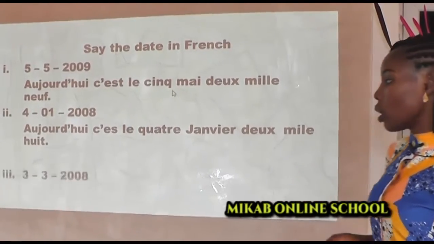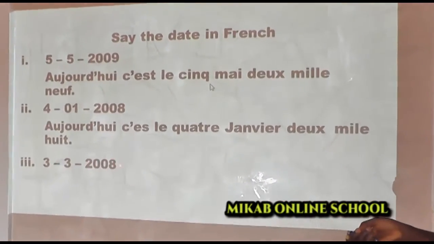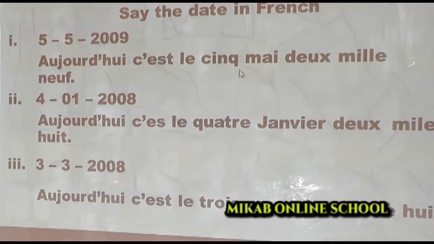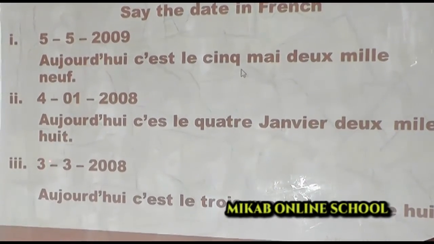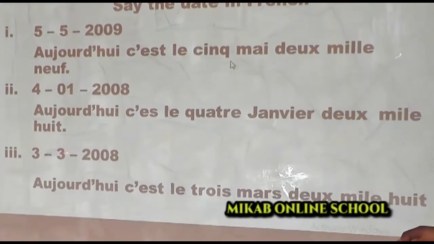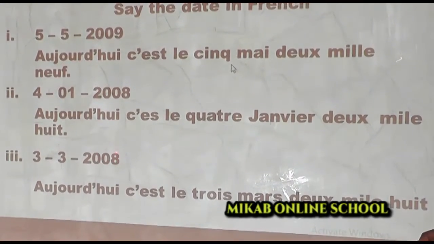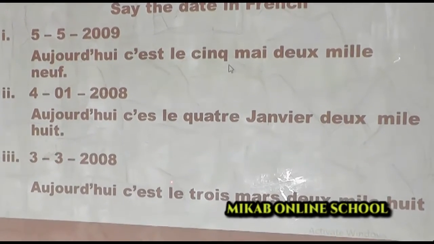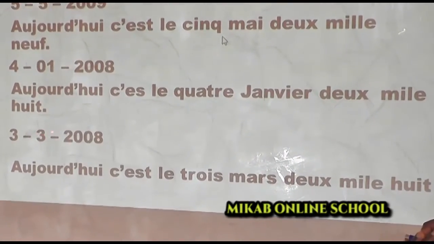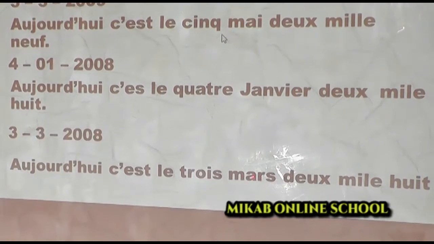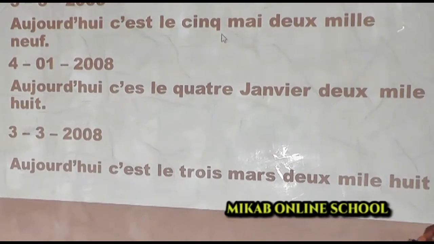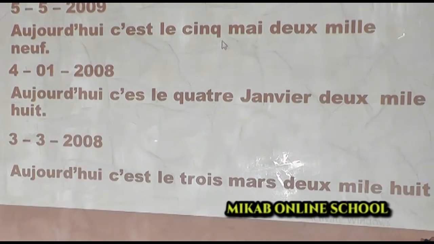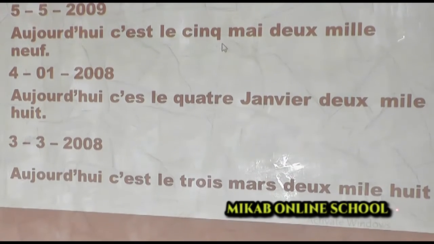The next one is 3/3/2008. What is 3 in French? What is the 3rd month of the year? And what is 2008? 3 in French is trois. So the 3rd month of the year is mars. And 2000 is 2000. 8 is sweet.